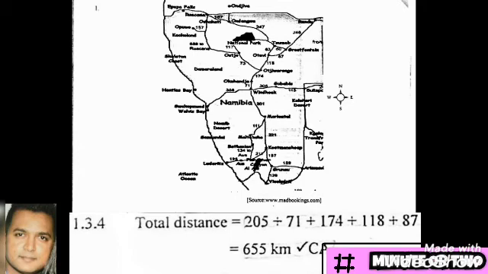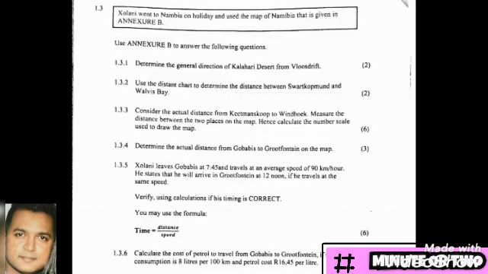Now from the 118, you can see that there is a line that goes directly to Fontaine, and this is the 87 line. Now from Gobabus all the way to Fontaine, if we follow that path, all those amounts that are along that path, we add them up and we arrive at an answer of 655, and therefore this would be the actual distance between these two places.